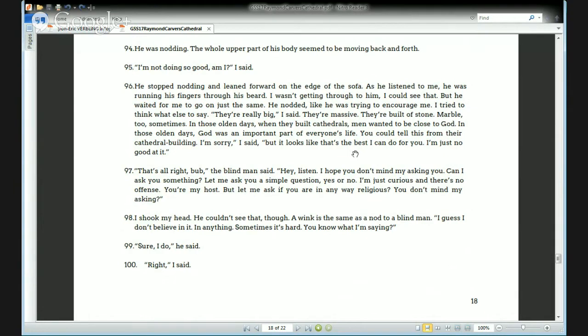They are really big, I said. They are massive. They are built of stone, marble too, sometimes. In those olden days, when they built a cathedral, men wanted to be close to God. In those olden days, God was an important part of everyone's life. You could tell this from the cathedral building. I'm sorry, I said, but it looks like that's the best I can do for you. I'm just no good at it.